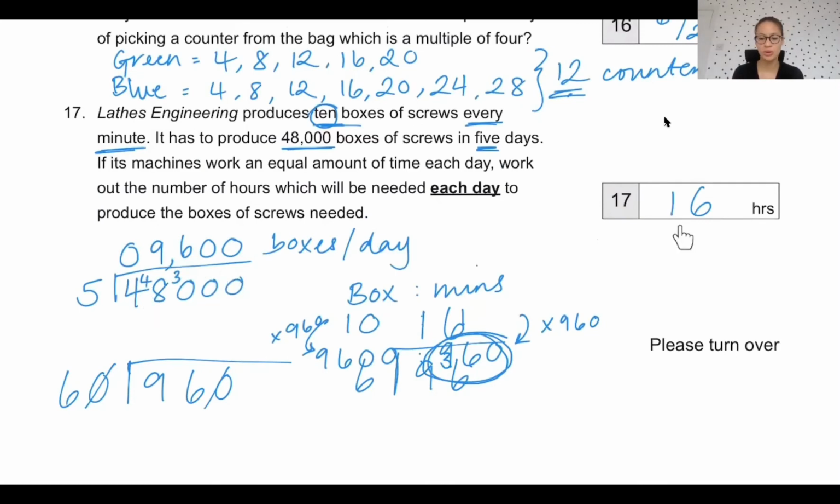So 16 hours. First we figured out how many boxes are needed per day. And then we figured out how many minutes that took. And then we converted the minutes into hours.